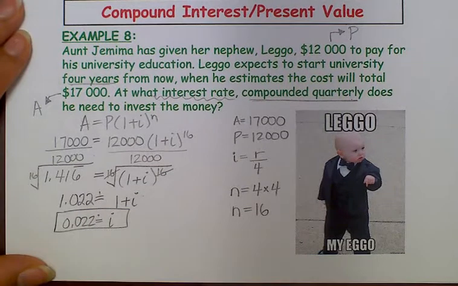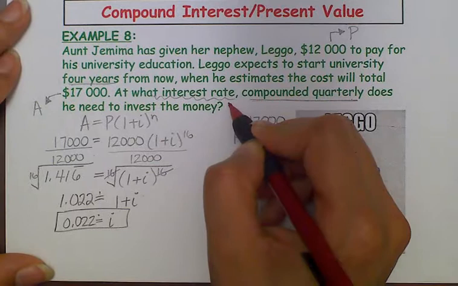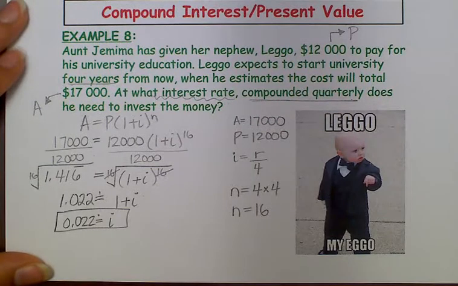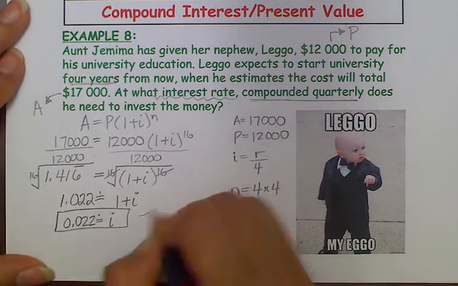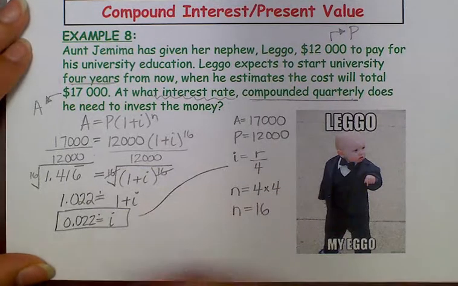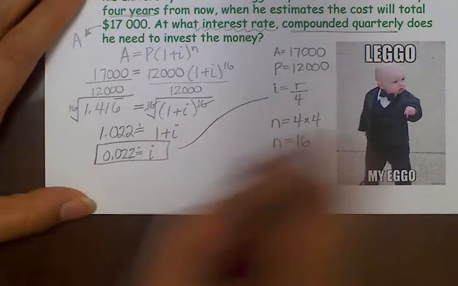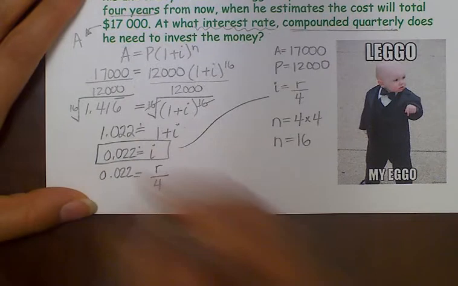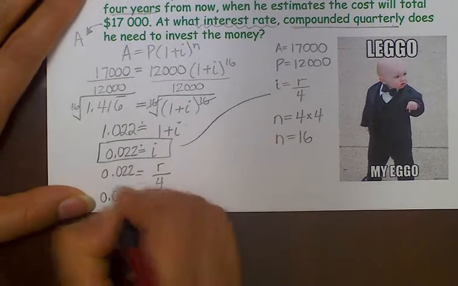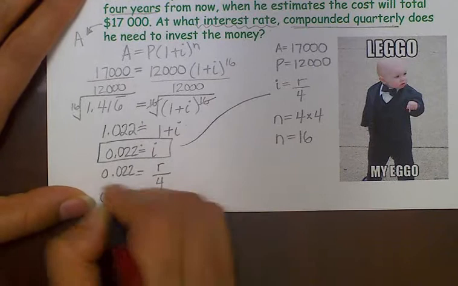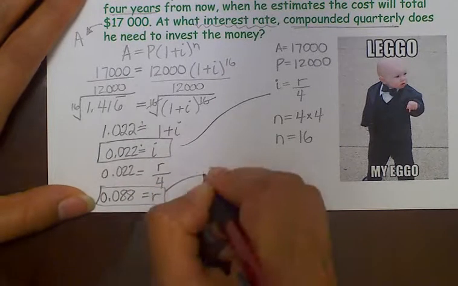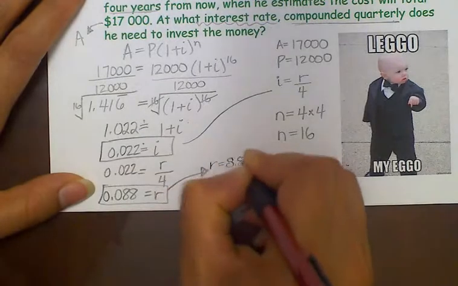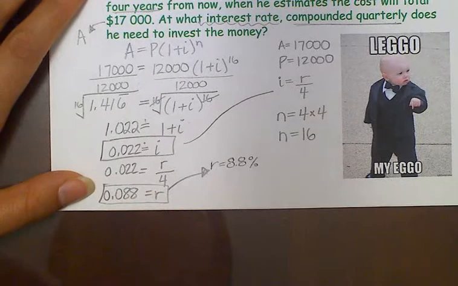However, I'm trying to figure out how much interest he's earning on an annual basis, or what the investment interest rate should be. And so I'm actually trying to solve for R. So I'm going to take this and plug it into that equation. And so if I replace I with R over 4, I get R over 4 is equal to 0.022. And if I solve for R, I get 0.088 is equal to R. So as a percentage, this is 8.8%. Okay, so I just multiply by 100% to get 8.8%.